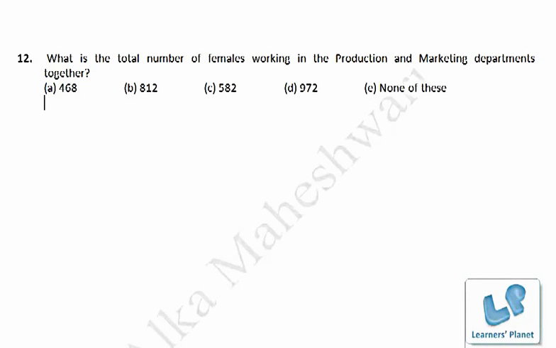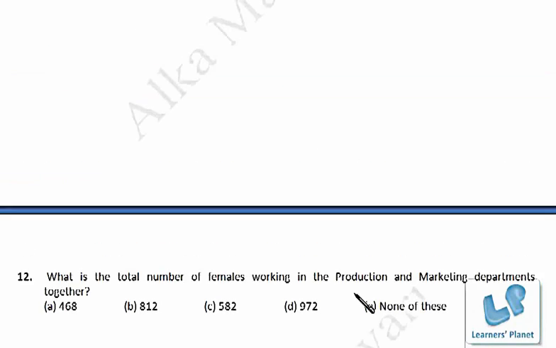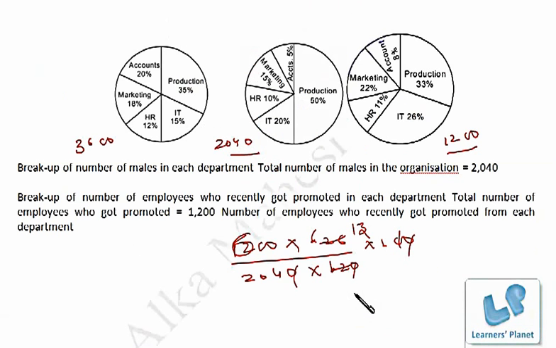Now, what is the total number of females working in production and marketing departments together? So first of all, we calculate the number of males in the production and marketing departments. In production as well as marketing, in all 50 plus 15, that's 65% are males.